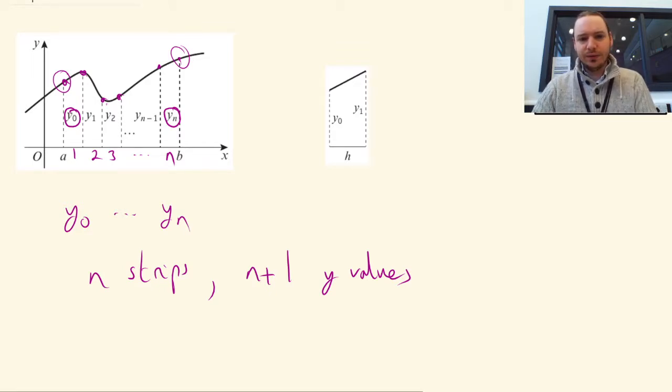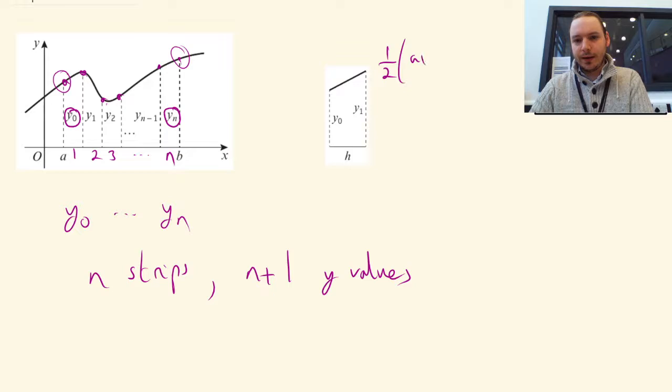And what we do is we just work out the area of the trapezium, which hopefully you remember from GCSE, is half of a plus b times the height. In this case it's kind of upright, so the height is h and the a and the b are the two y values. So this trapezium, which is the first one, is in particular half of y0 and y1 multiplied by h.